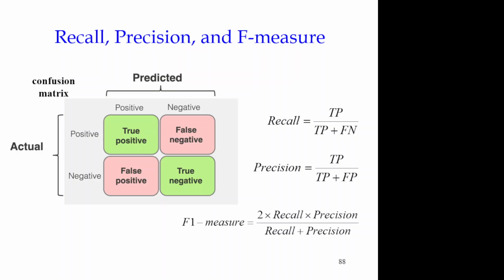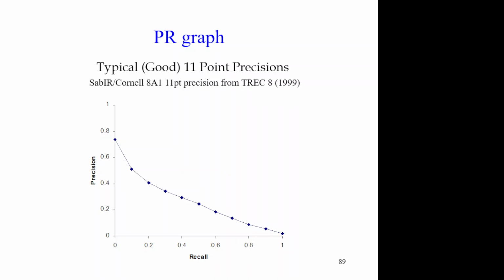So you should not only check recall or only check precision. You should consider the two metrics together. If your recall is higher, precision is lower. If you want your precision to be higher, your recall is usually lower. We call this graph the PR graph, the precision and recall graph. Any problems?